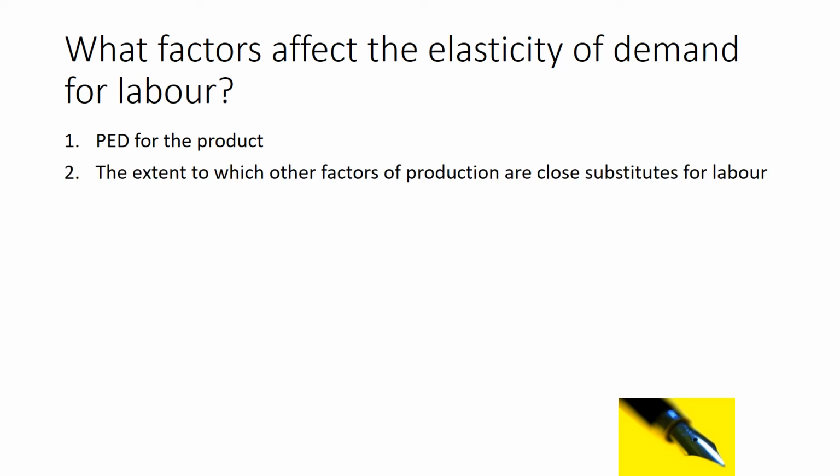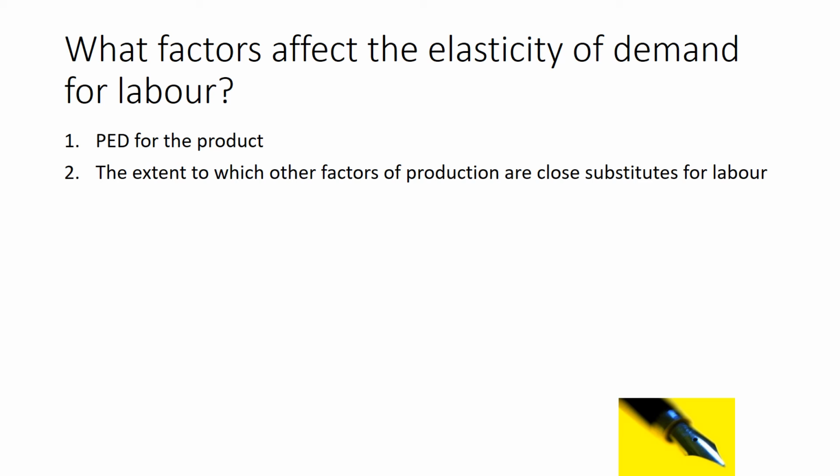The second one is substitutes. This is the S in SPLAT, of course. So the extent to which other factors of production are close substitutes for labour. It may be that a car manufacturing plant perhaps needs a certain number of workers, or perhaps not. It might depend on how automated they can make the car factory. So if labour is easily substitutable, then demand will be relatively elastic. On the other hand, if you need a certain number of workers in your plant, then demand for those workers will be very inelastic.